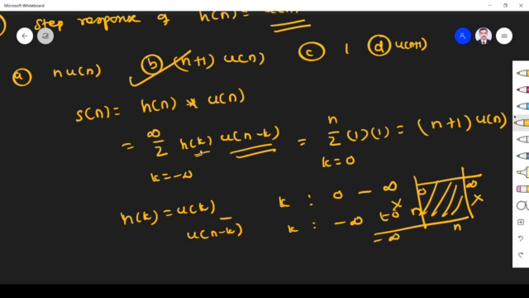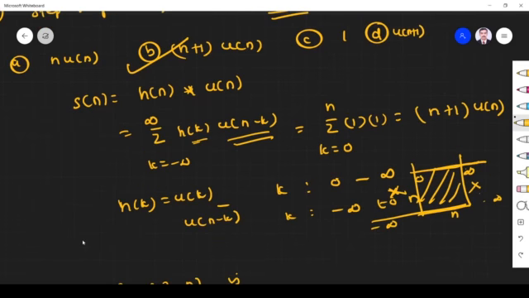So h of k exists for 0 to infinity, and this one exists for minus infinity to n. So if you multiply, minus infinity to this area it will be 0, and in this area to plus infinity this will be 0. Only this range will be non-zero. That's what we have taken. In that range both are u, so 1, 1 only. So the answer is u of n plus 1, u of n into n plus 1.